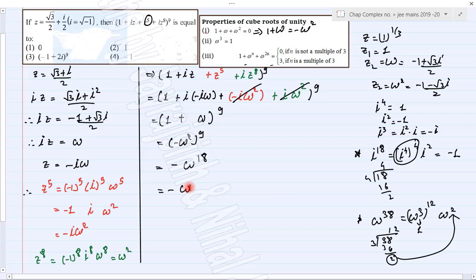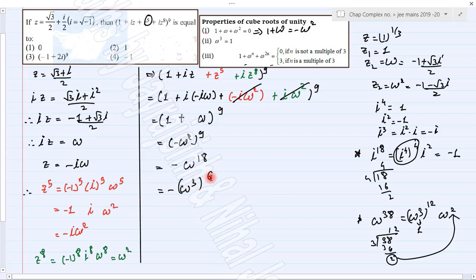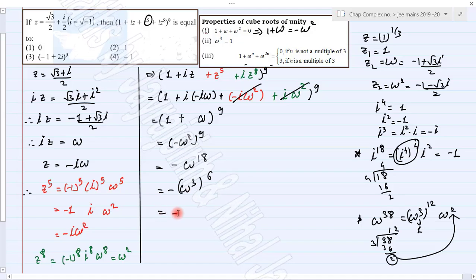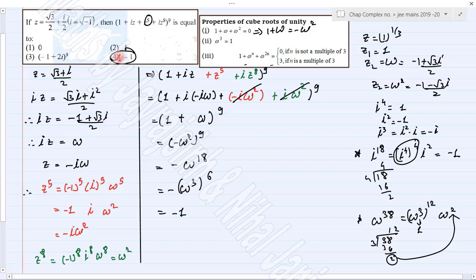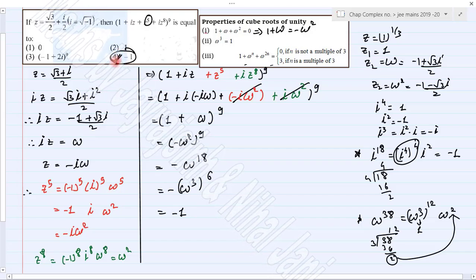We just have to divide 18 by 3, or we can say omega cube raised to 6. Omega cube is 1, so your final answer will be minus 1, which is given in option 4. Ta-da!